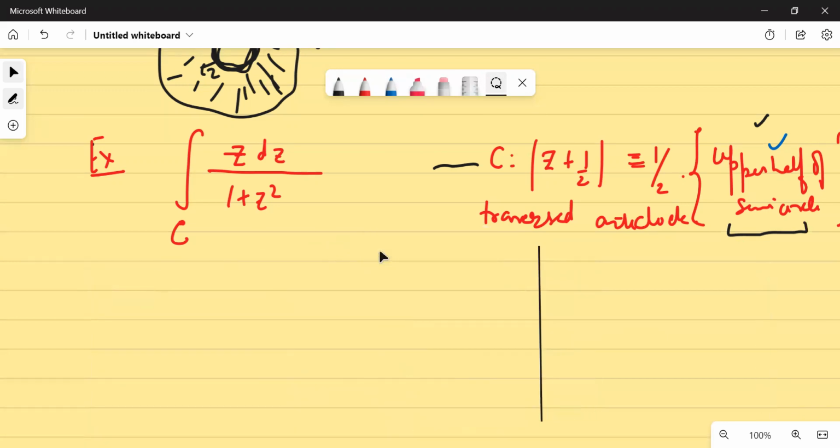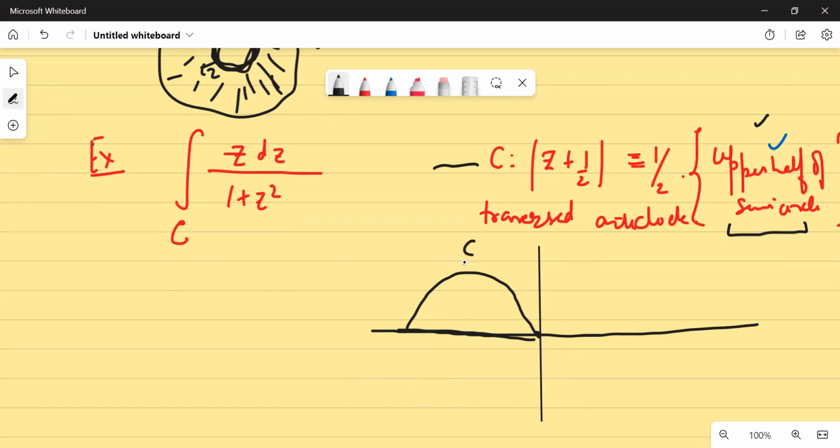Okay, what we were supposed to do was integrate over the upper half of the semicircle. Sorry for the mistake. I was supposed to integrate over the upper half of the semicircle in the counterclockwise direction. So this was what was asked.